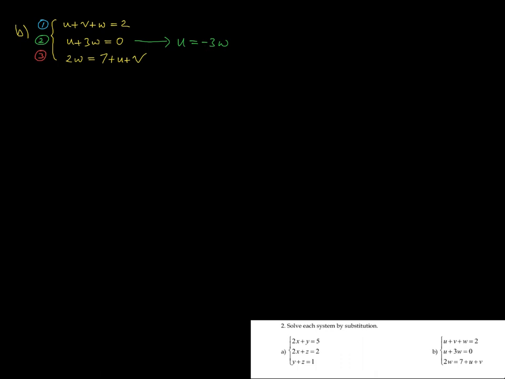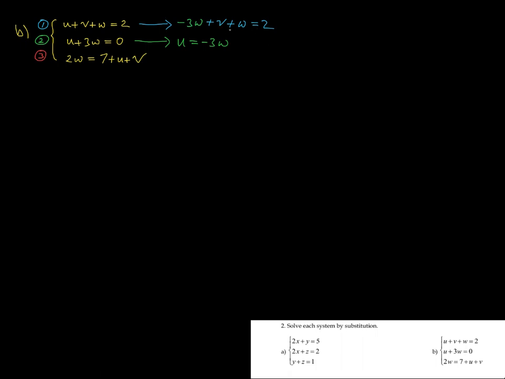Well, I could plug that into equation 1. So in other words, substitute minus 3w in for u. So this would look like the following. I have minus 3w and then plus v plus w is equal to 2.